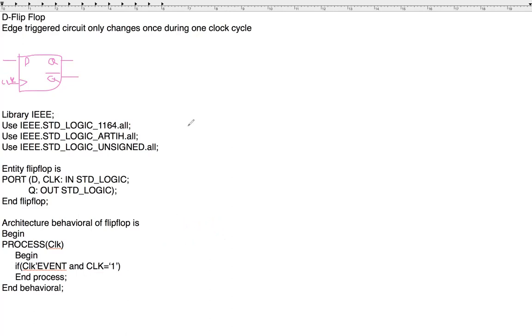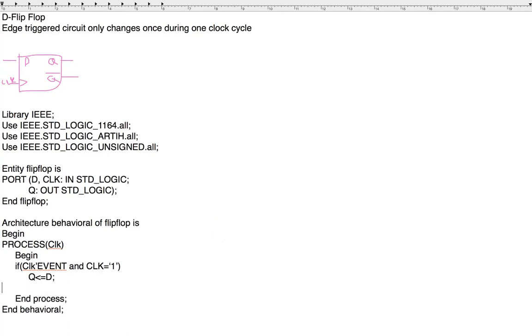So that's what happened here. If clock event and clock is 1, then Q, the output, is going to be assigned D. So it's going to be straight from there. When the clock is 1, the output is the same as input D. However, if this is not happening, then the output will stay the same.